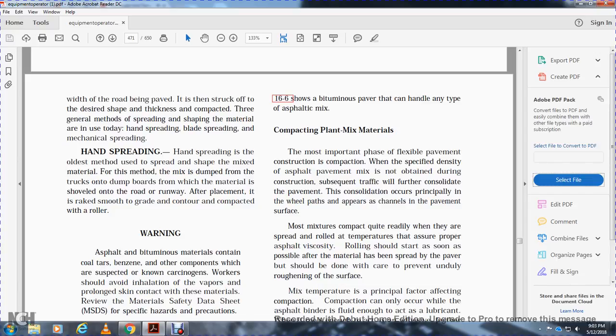Alright, compacting plant mix material. Compaction is the most important phase of flexible pavement construction. If the specified density of the asphalt pavement mix is not obtained during construction, subsequent traffic will further compact the pavement. The consolidation occurs principally in the wheel path of the pavement.